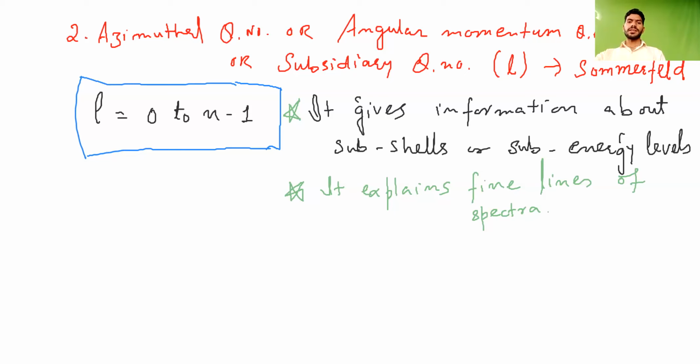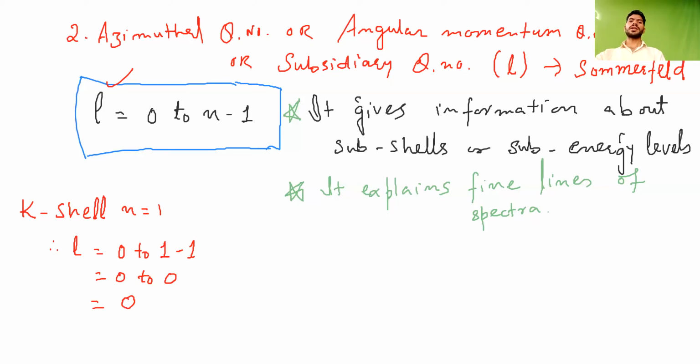Now let's take the first shell. What is the first shell? That's your K shell, right? Can you tell me how many subshells will be there in this K shell? Just calculate this l value. For K shell, n is equal to 1. So what will be the l value? l will be 0 to n minus 1. n here is 1, so 0 to 1 minus 1, which is 0 to 0. That actually means 0. Here it's very important that 0 doesn't mean nothing. 0 here means one value. So there is one subshell in this K shell.